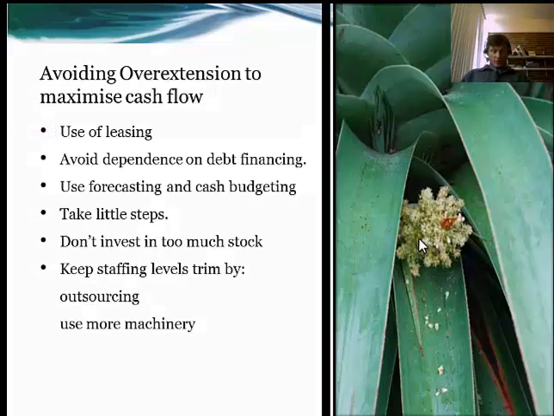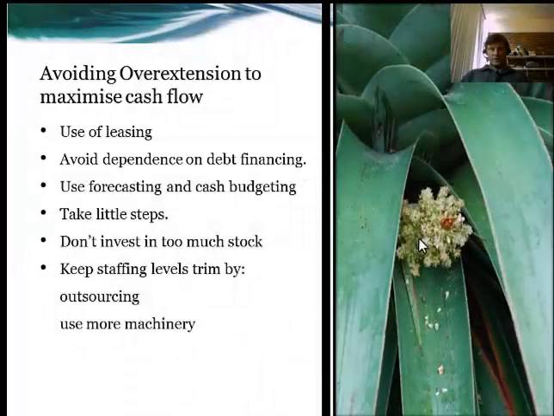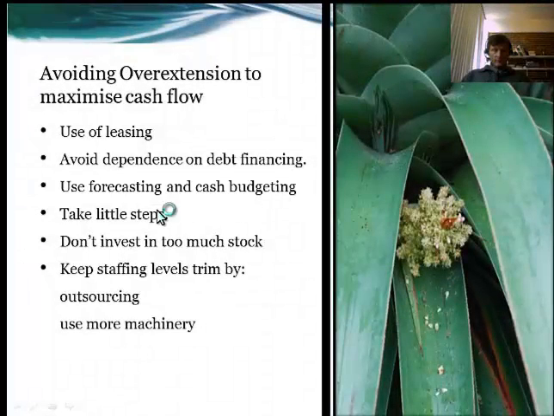You should avoid over-dependence of finance and debt financing. As I said in another lesson, debt to equity should not exceed 100%. So it means that 50% of your assets should at least be financed by the owners. You should use forecasting tools and cash budgeting, so you know that you can predict any shortfalls that may occur.